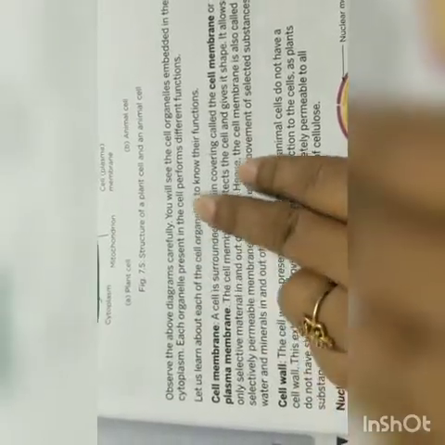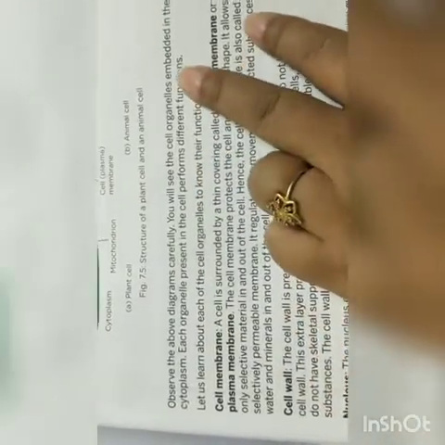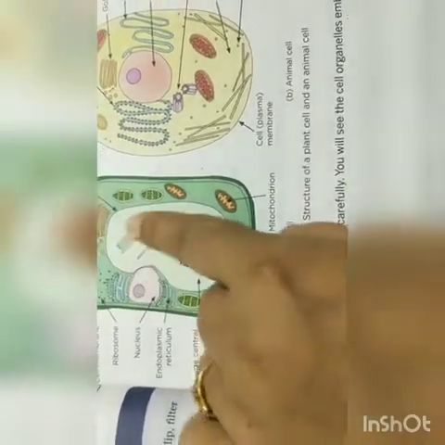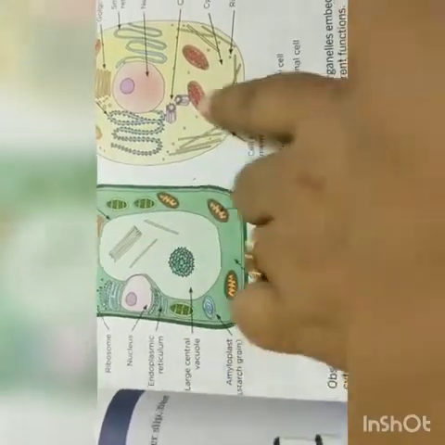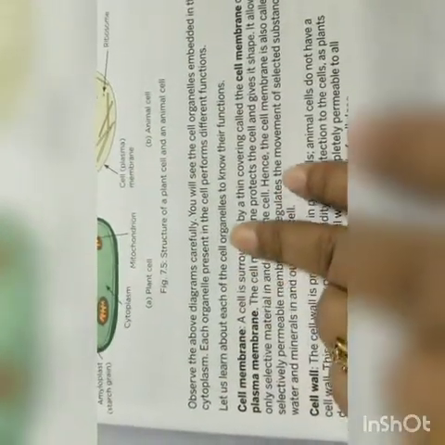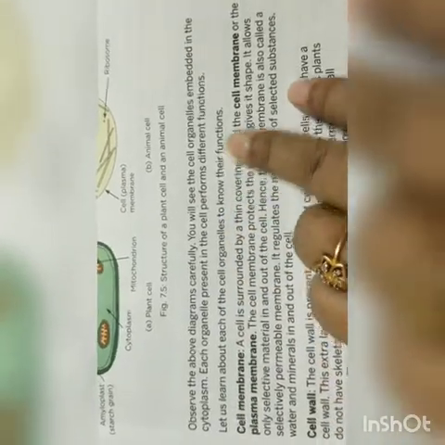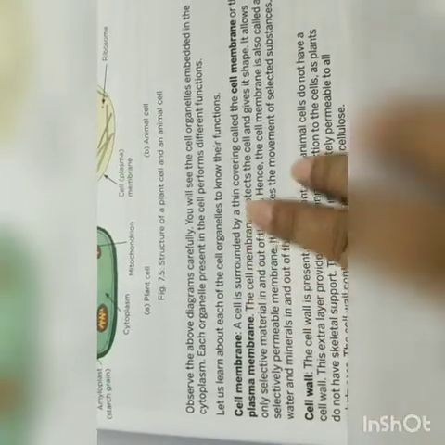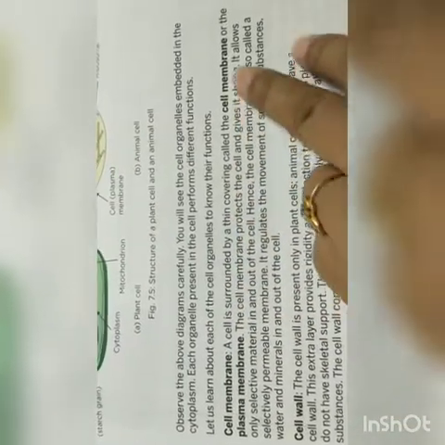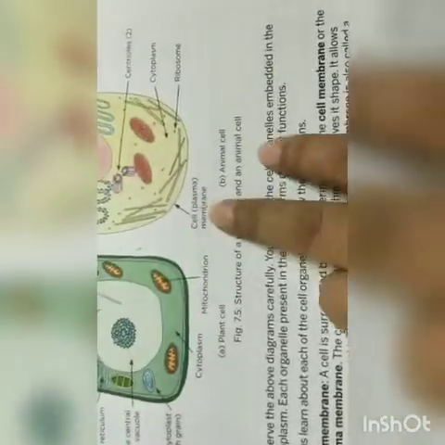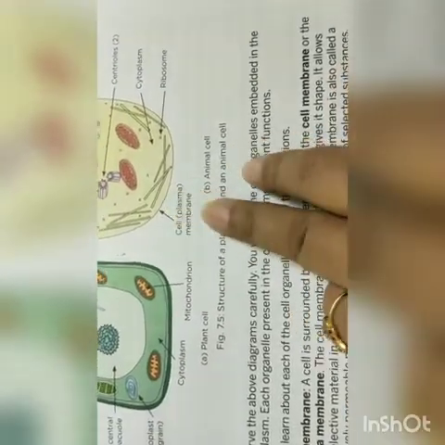Each organelle present in the cell performs different functions. Each means every small organelle present in the cell is doing a different function. Let us learn about each of the cell organelles to know their function. Cell membrane. A cell is surrounded by a thin covering called the cell membrane or the plasma membrane.